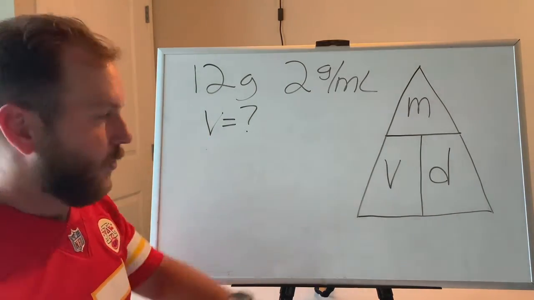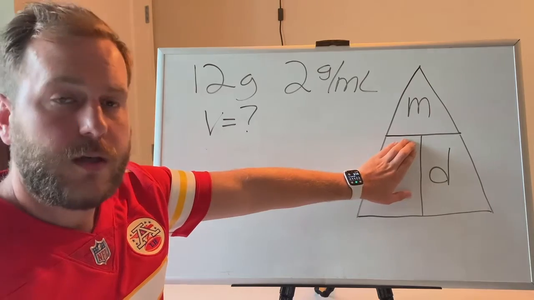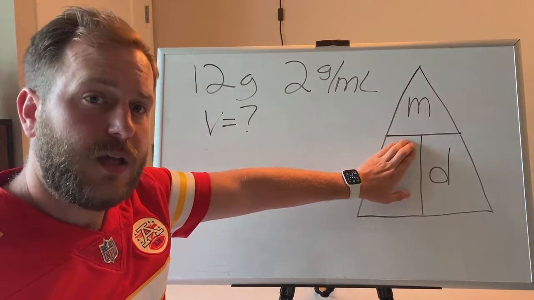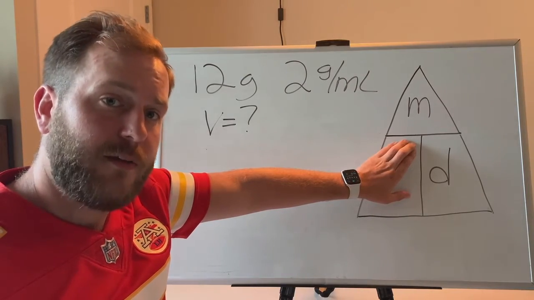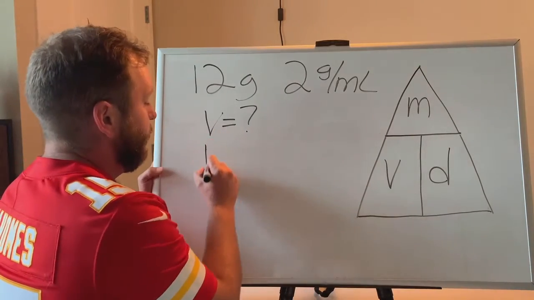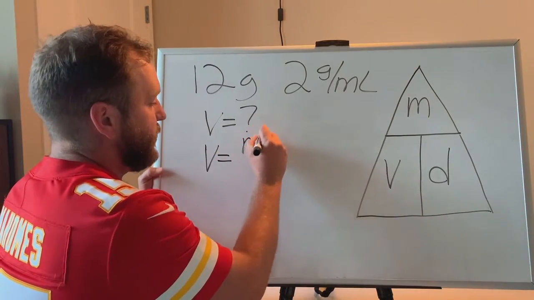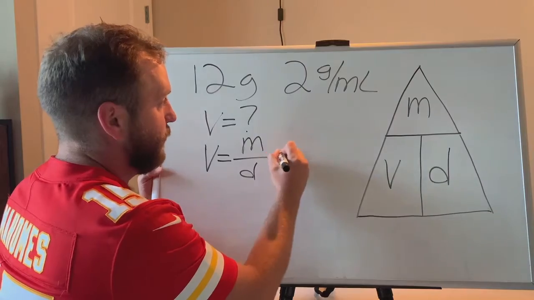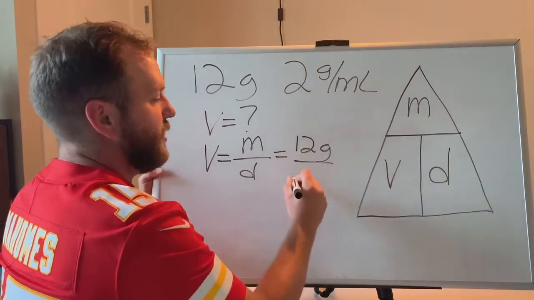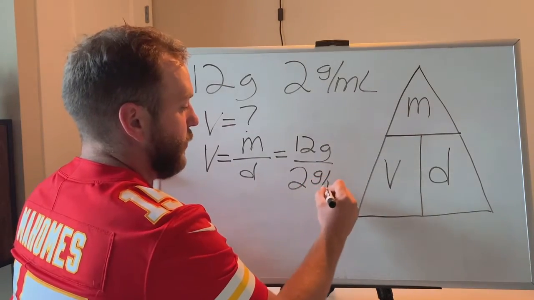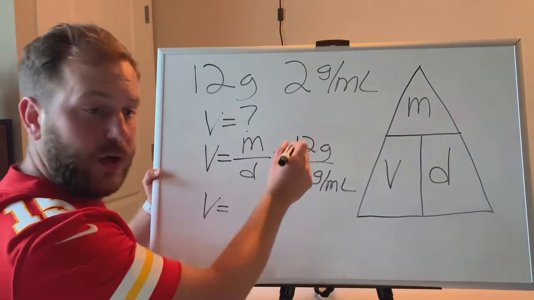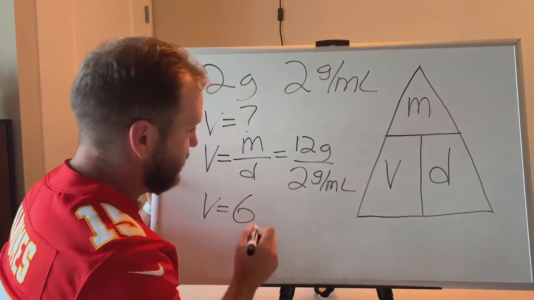Well, I'm trying to find volume, so I go ahead and cover up V on my formula triangle, and I'm left with M over D, meaning I'm going to do mass divided by density, I apologize. So volume equals mass divided by density. Well, we have our mass is 12 grams. We have our density as 2 grams per milliliter. The result is going to be 12 divided by 2 is going to be 6.